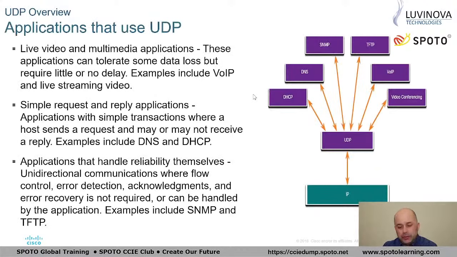Applications that use UDP. In this section, we know that these applications are not reliable. And what are those applications? DHCP, DNS, SNMP protocols, TFTP protocols, voice over IP, video conferencing. All of these protocols are using UDP as a transportation.